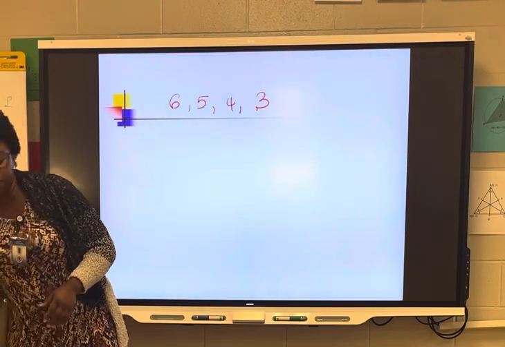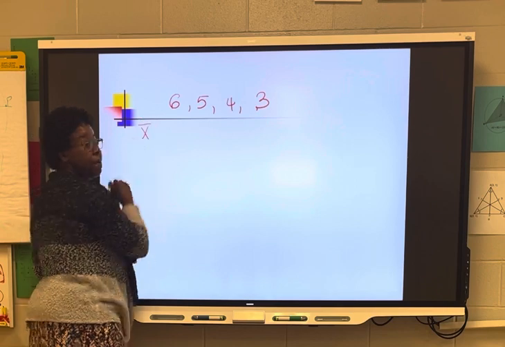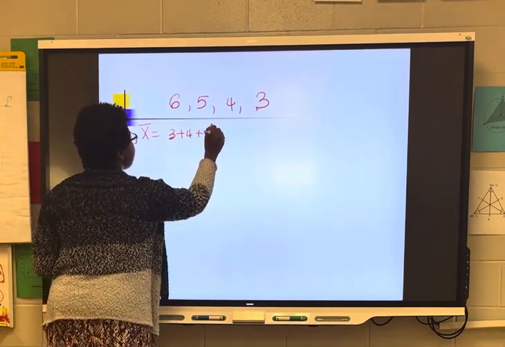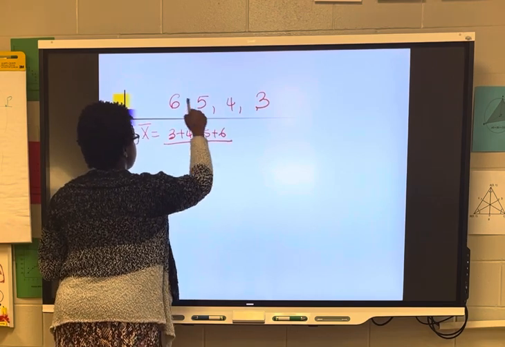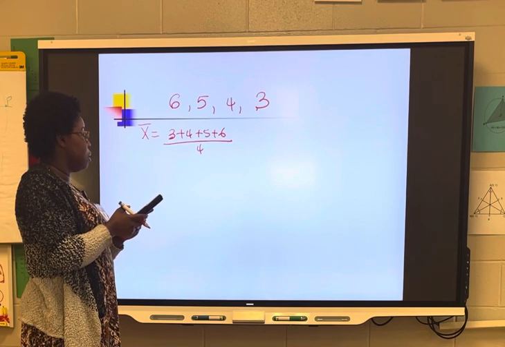Alright, so the first step is for us to find the mean. Mean is represented by x bar. So x bar is 3 plus 4 plus 5 plus 6 divided by 4, which is the total sum of the numbers divided by the total number of items.